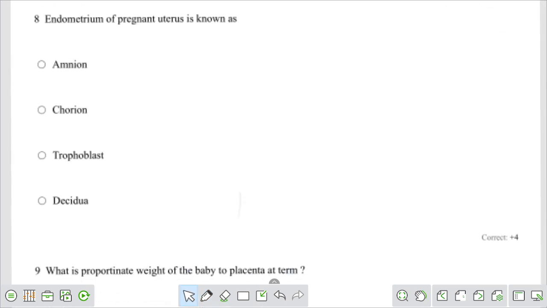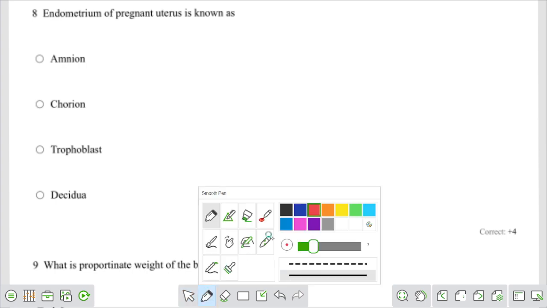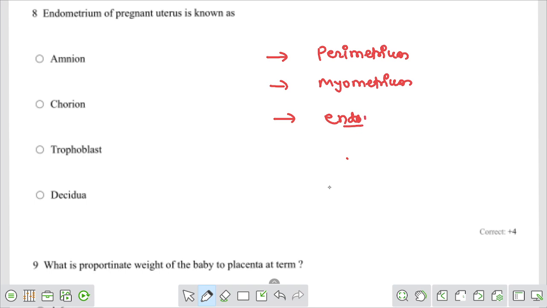And the next question is: the endometrium of a pregnant uterus is known as. Actually, in the uterus three layers are present. The first or outermost layer is known as perimetrium. The middle layer is known as myometrium. And the innermost layer of the uterus is known as endometrium. Endometrium is the layer that breaks down during your menstrual cycle, and due to the breakdown of the endometrium, there is blood loss.